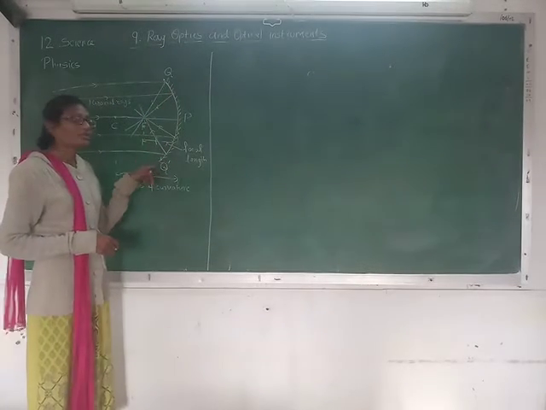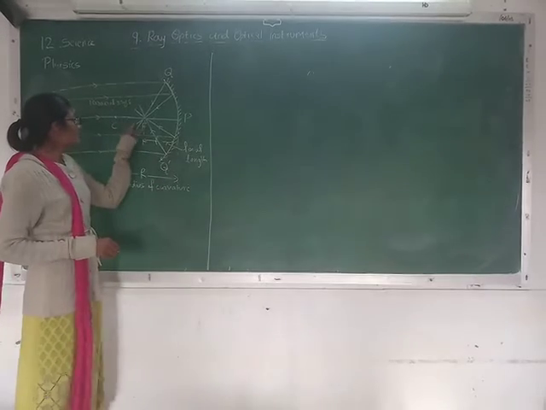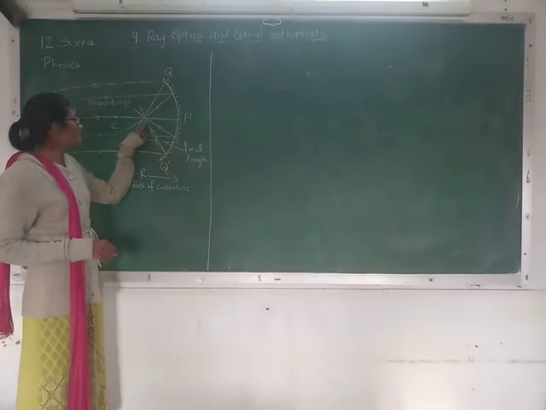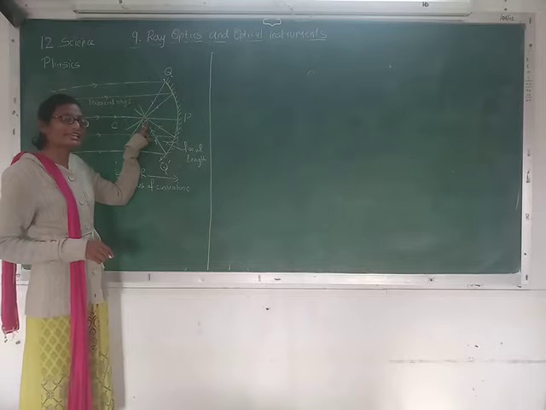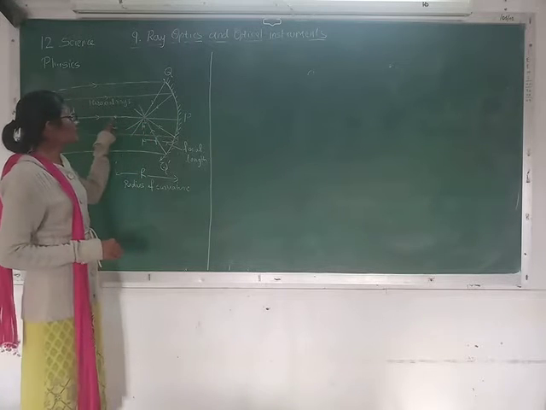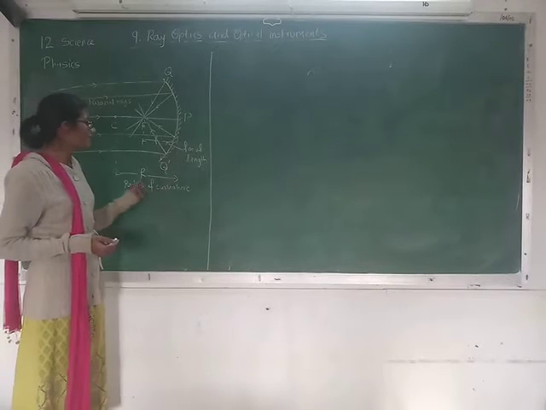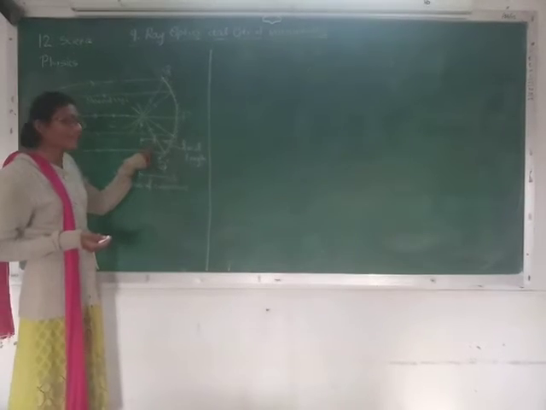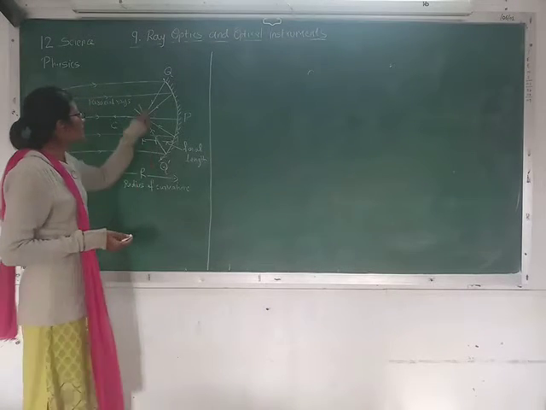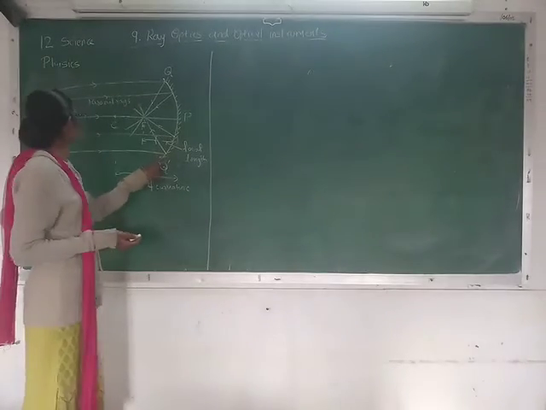So this is the concave mirror, and here there are different terms. You can see we have F and C. Here F indicates principal focus. This is C, that stands for center of curvature. Here you can see capital R, that is the radius of curvature. Small f is the focal length. And Q dash is called the aperture.